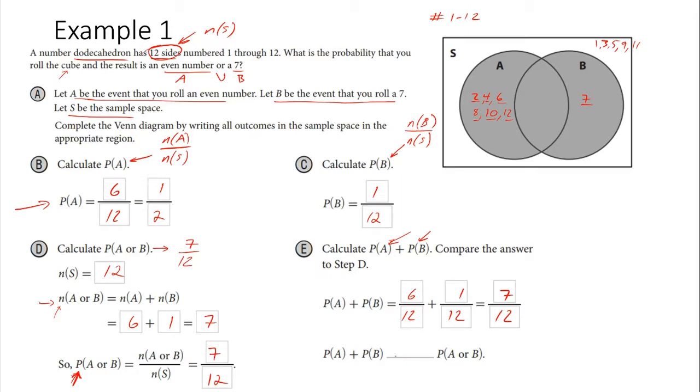So if you notice, the probability of A plus the probability of B should equal the probability of A or B. So that's something you should probably be aware of. That's pretty important. All right, so let's move on.